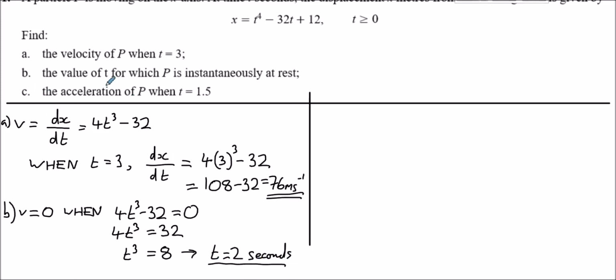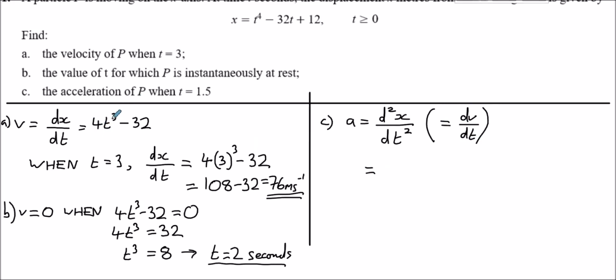Lastly, part C, find the acceleration of P when t is 1.5. Well, the acceleration is when we differentiate the velocity. So the acceleration is going to be dx by dt, again differentiated. So it's going to be d squared x over dt squared, which I'm just going to remind us, it's the same as saying it's dv over dt. So we're just differentiating this function of displacement again.